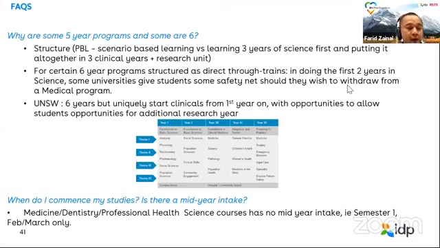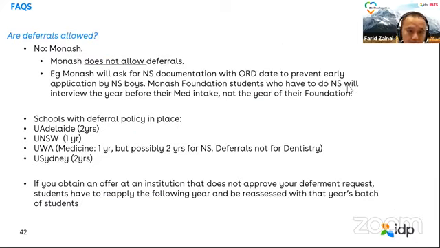And then for the next FAQ question at the bottom: when do I commence my medicine studies, or is there a mid-year intake? Okay, the short answer is in February or March every year. There is no mid-year intake for these programs. Okay, the next one, listen up. This next question is more for the NS boys.